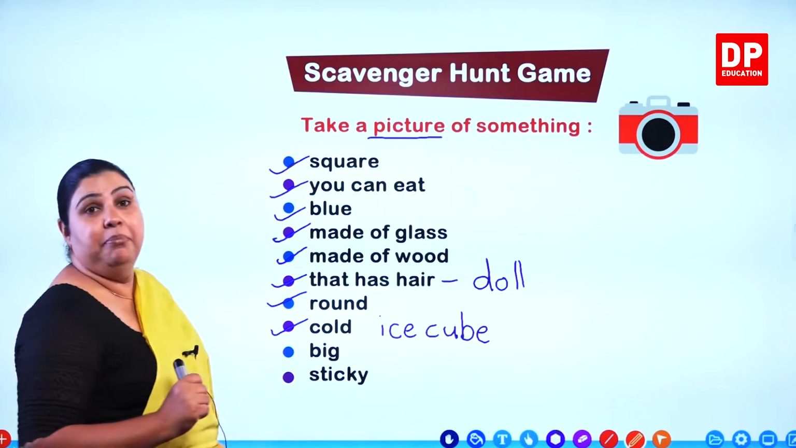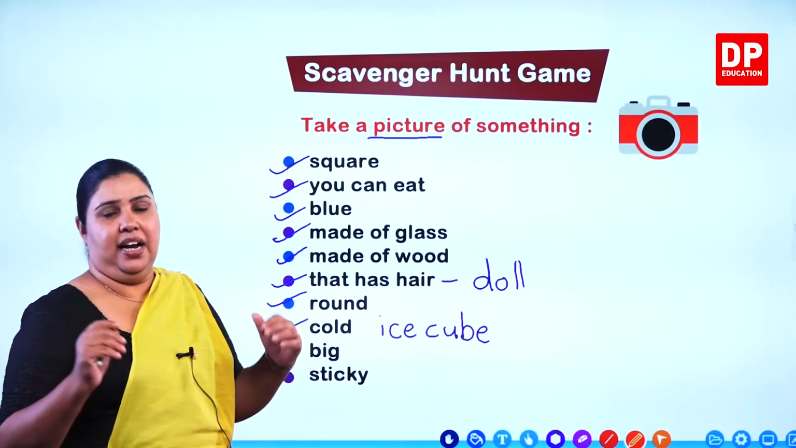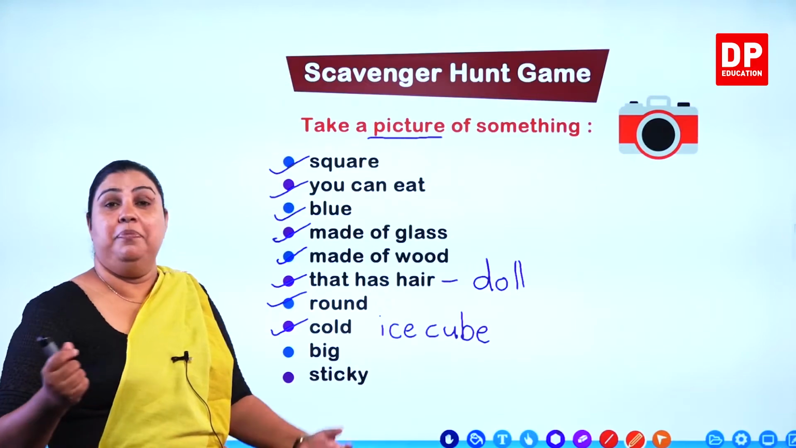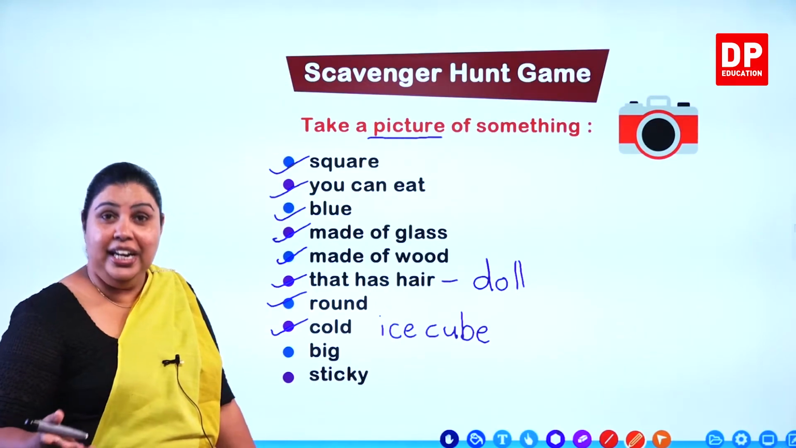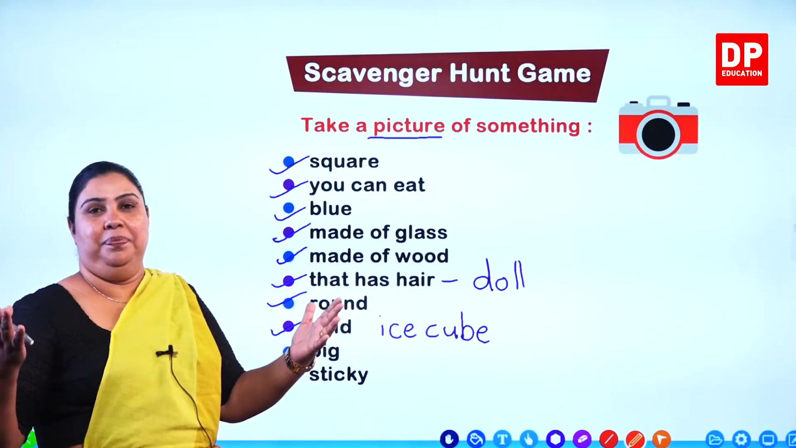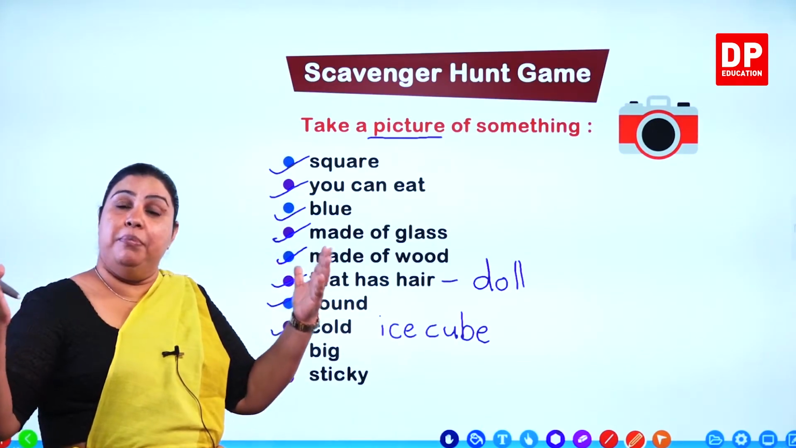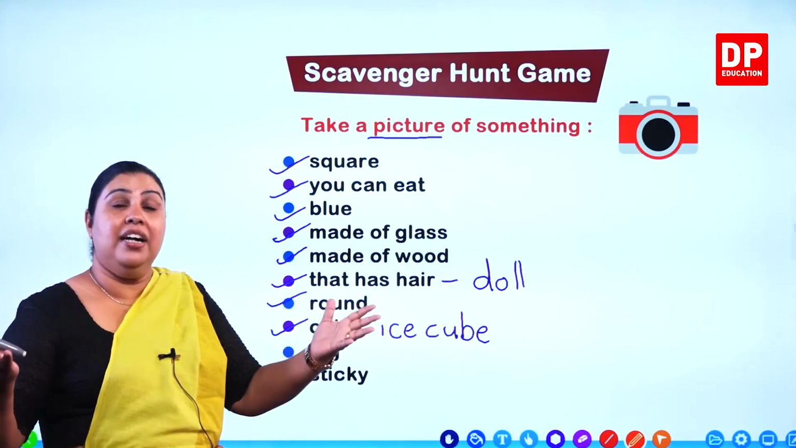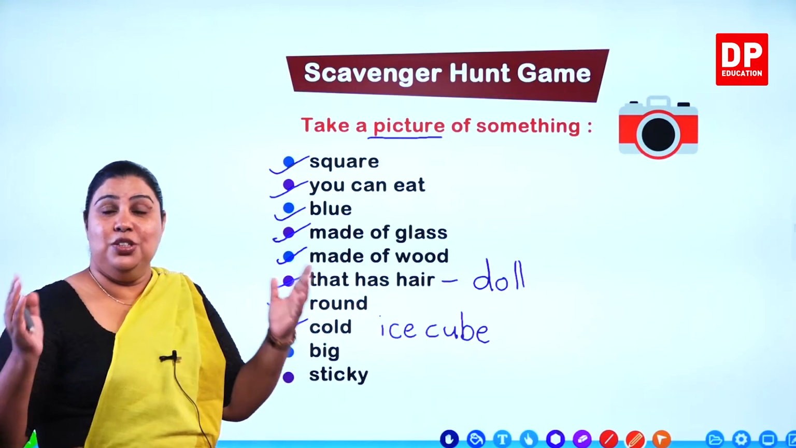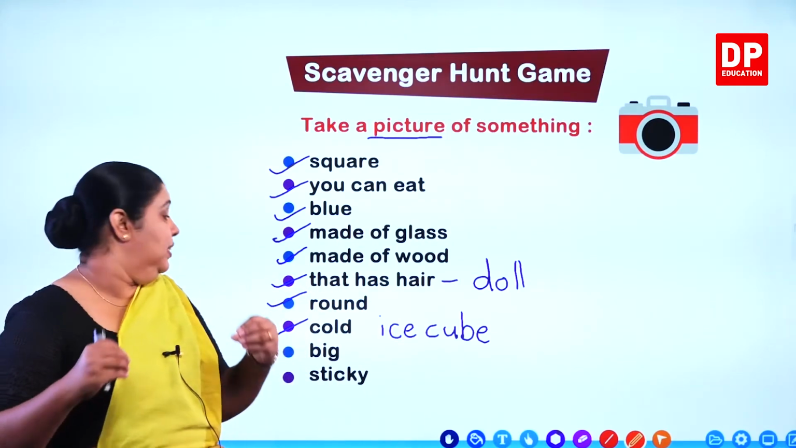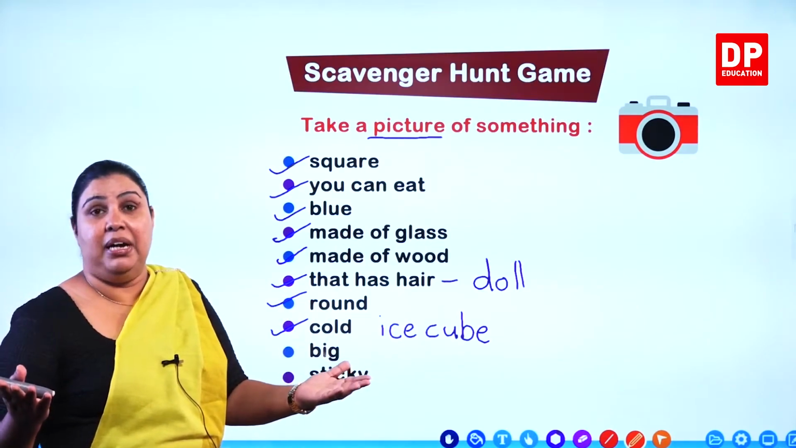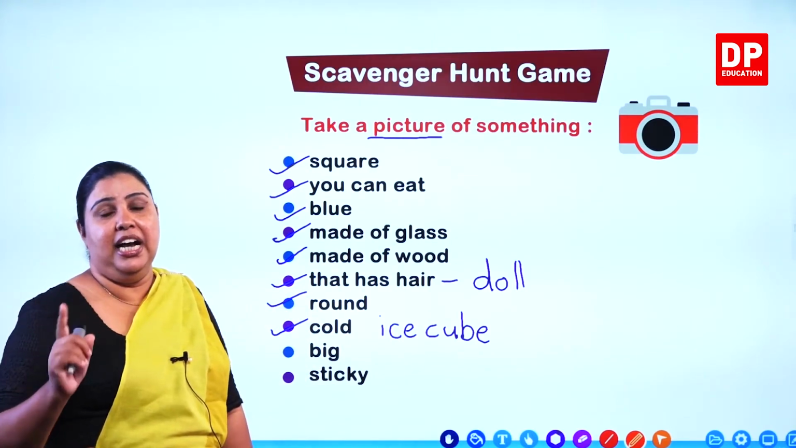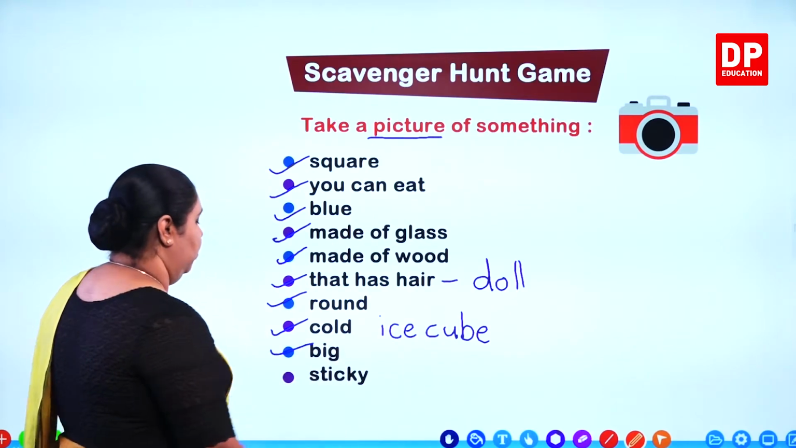Take a picture of something big. What can you take? Maybe a picture of an elephant, a big elephant. Then maybe you can take a picture of a big vehicle, a big truck or a big lorry. Right? So you can take a picture of something big. It can be anything, but it has to be big. So you can take any of those things.